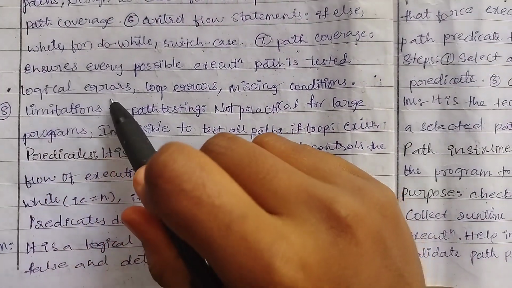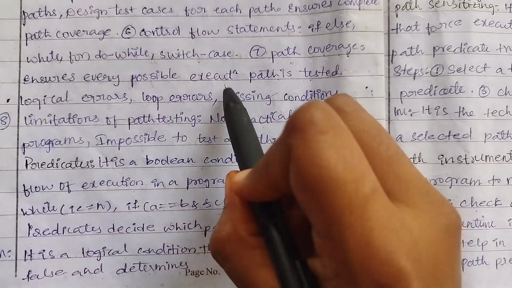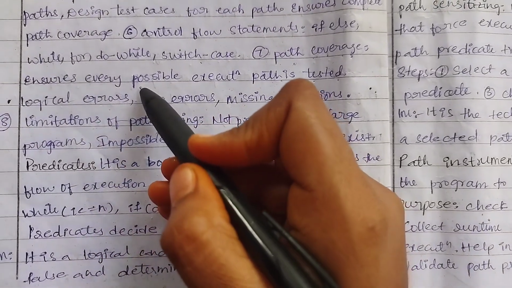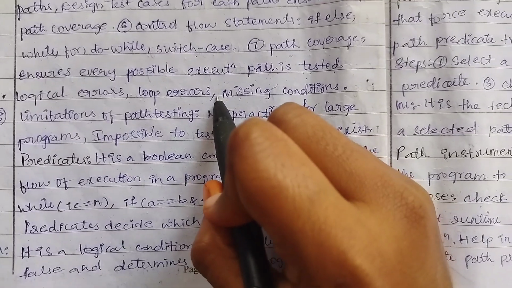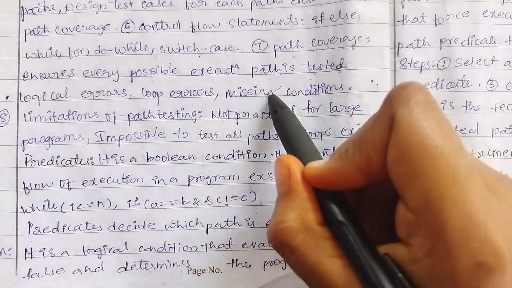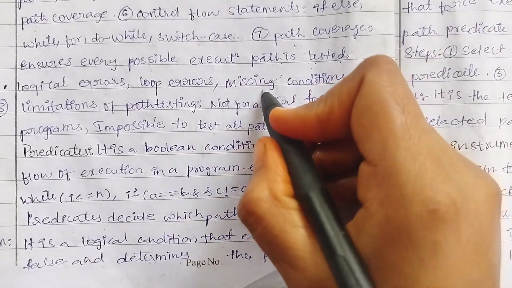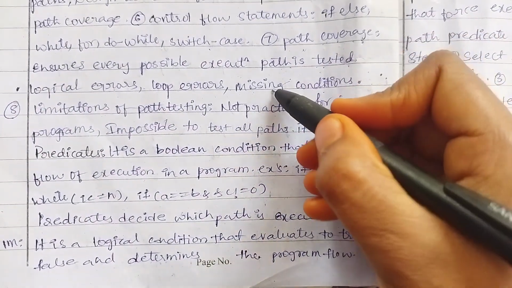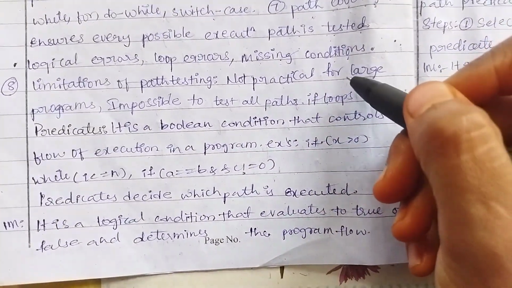Then logical errors. Path coverage is the concept of ensuring every possible execution path is tested, like for logical errors. Using logical symbols we check for logical errors. Loop errors: in loop cases there are some errors, and we will cover those loop errors. Missing conditions, like if else. If any conditions are missing, we will go for covering those parts. If any missing conditions are present, then we will write the correct way.